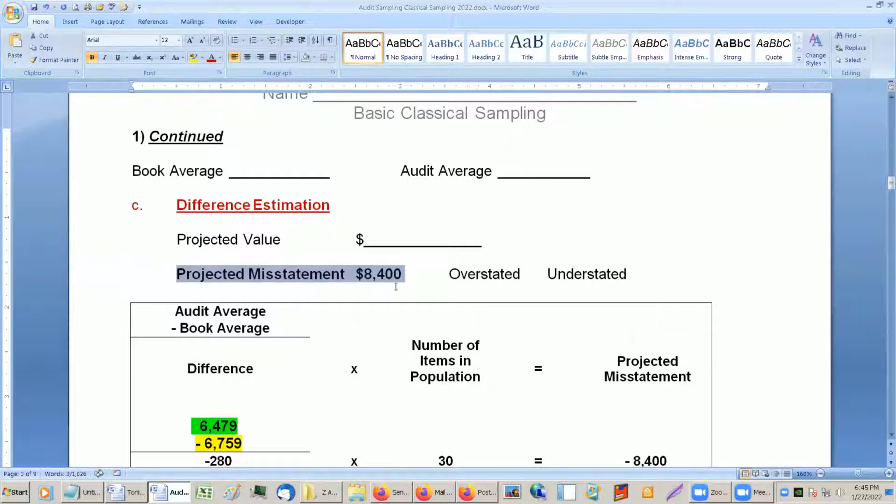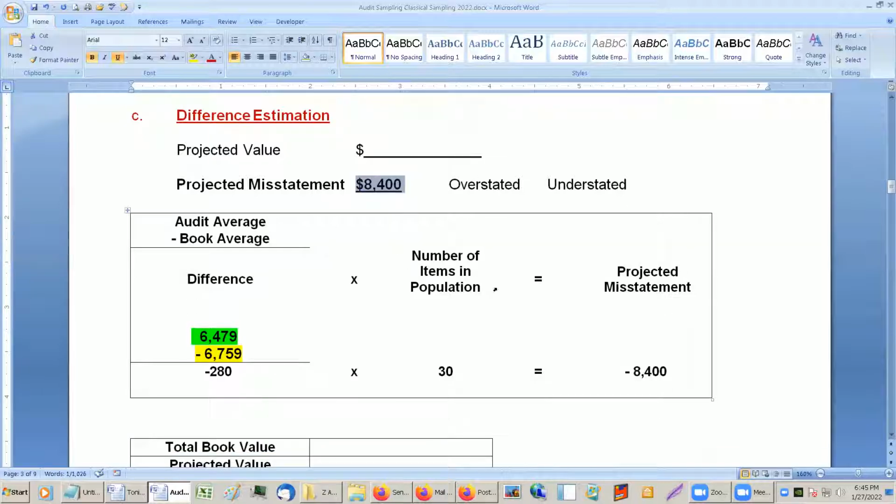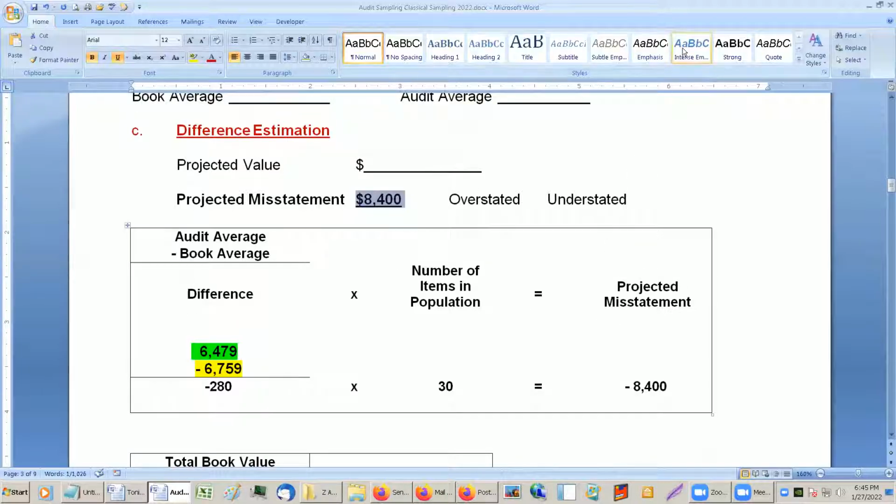Notice something about this method that's different than the other ones. What do you notice right away that's different when we're calculating the misstatement and the projected value? On the other ones, we did the projected value first, right? On this one, we do the projected misstatement. We're saying, okay, everything is misstated by 280, so you have to take off 280 from each one of these things to get to the right number.